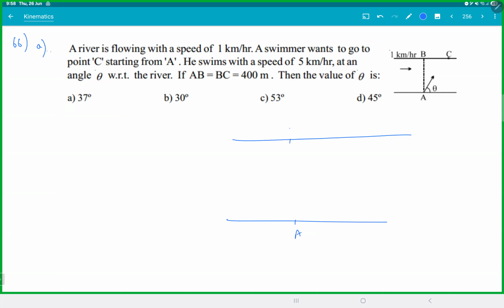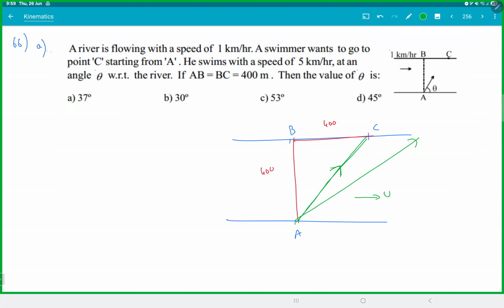This is A, this is B, this is C. Okay? It is given this is 400, this is 400. So this angle is 45. So my question is simple. If I actually try to swim this way, do you think I will reach C? The river is pushing you, right? The river is still pushing you. Now you tell me, if I try to go towards C, do you think I'll reach C? Because the river is pushing me, I'll go somewhere here, isn't it?